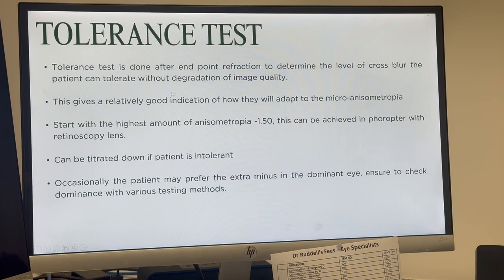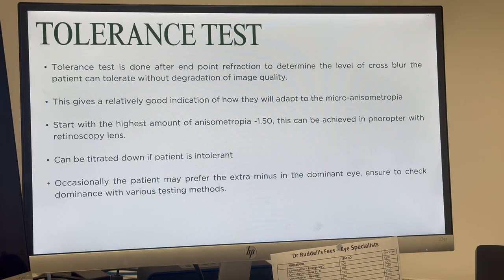So talking about the tolerance test now, this is basically a cross blur check that we can use to determine how much anisometropia the patient can handle between the two eyes without degrading that image quality. Generally what we do is we start with our endpoint refraction, which is generally subjective refraction. Throughout the subjective refraction, you push as much plus and as much minus as possible to ensure that you're not leaving any residual astigmatism or residual hyperopia or any of that kind of thing. And then we start with the highest amount of anisometropia, so we put an extra minus 1.50 into the phoropter. The easiest way is just to pop your ret lens in, and this will be put in the non-dominant eye.